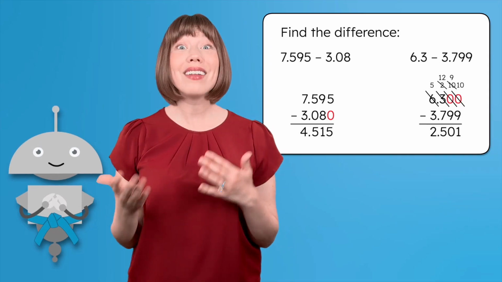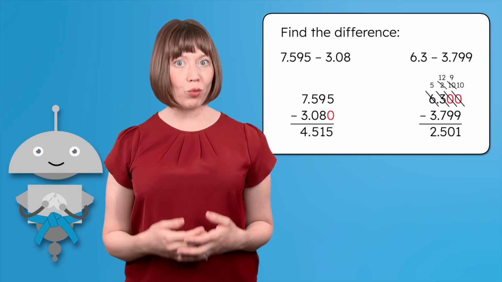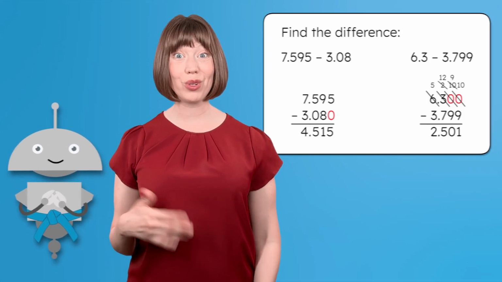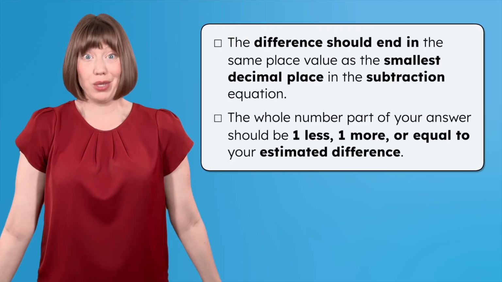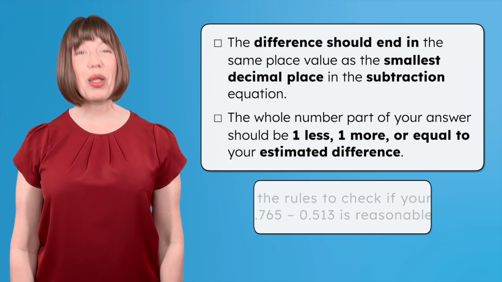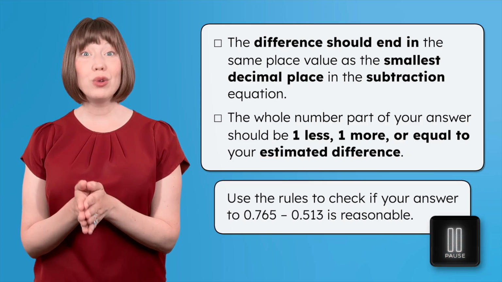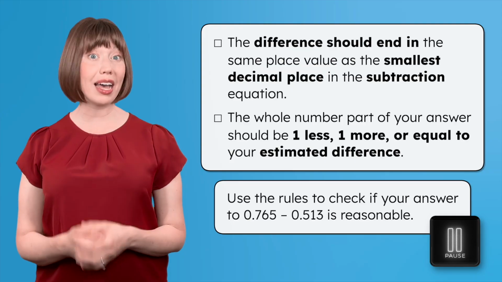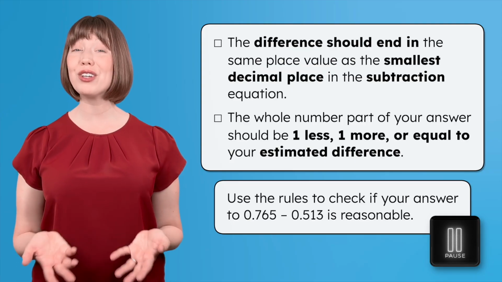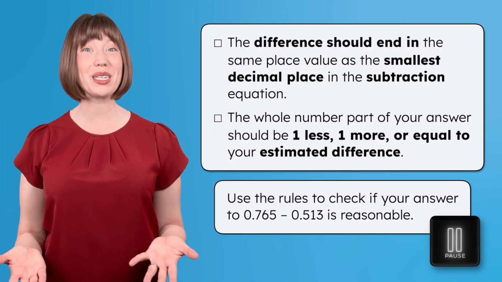Mia just told me another secret. The same rules we use to check decimal sums work for decimal differences too. We're just subtracting instead. Pause here to try it. Use these rules to check if our answer to 765 thousandths minus 513 thousandths is reasonable.